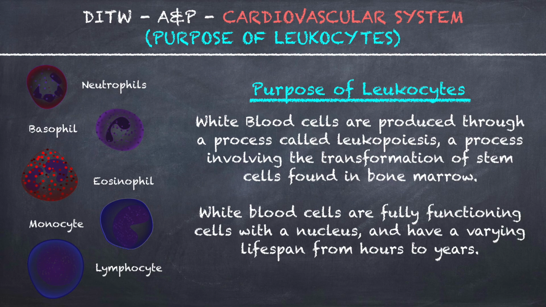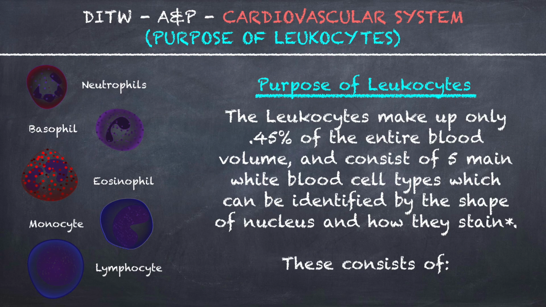White blood cells are fully functioning cells with a nucleus and have a varying lifespan from hours to years. The leukocytes make up only 0.45% of the entire blood volume and consist of 5 main white blood cell types, which can be identified by the shape of the nucleus and how they stain.